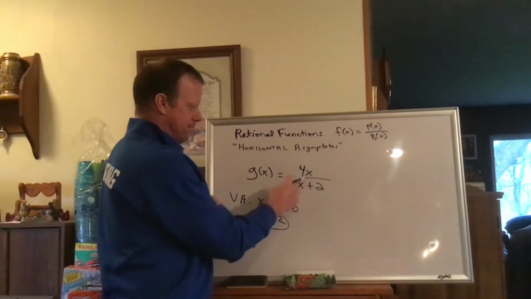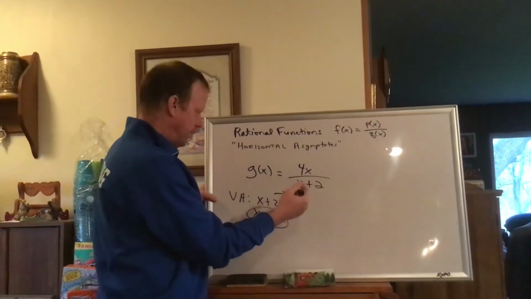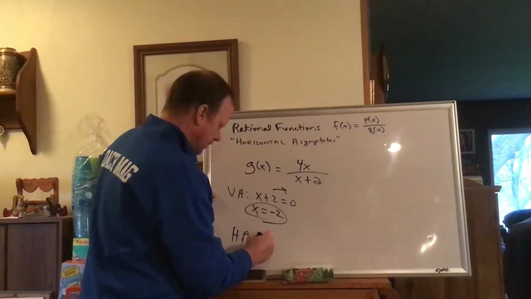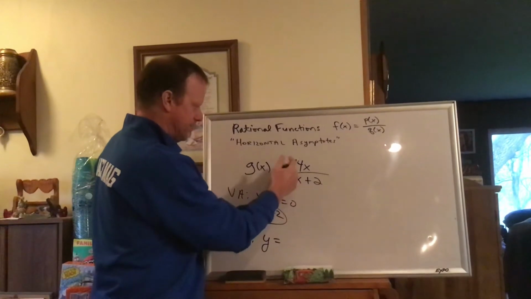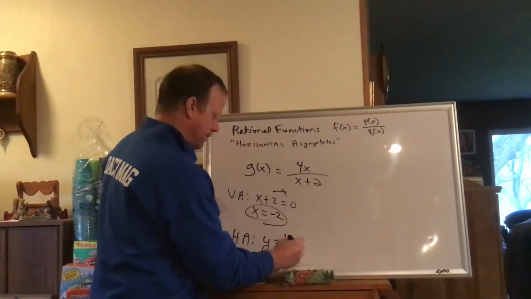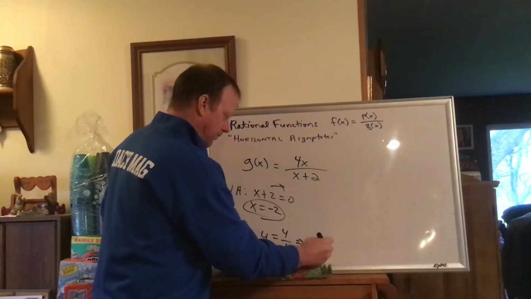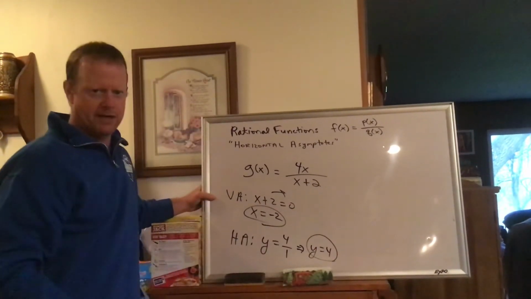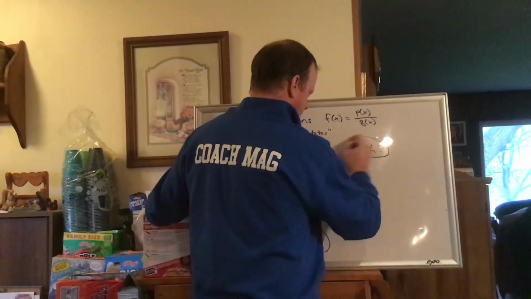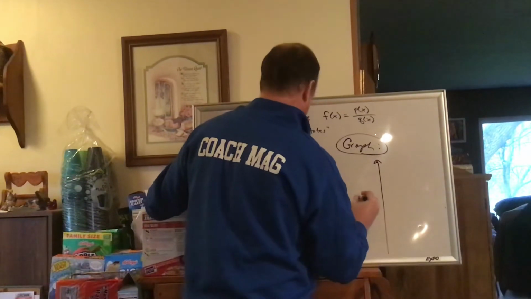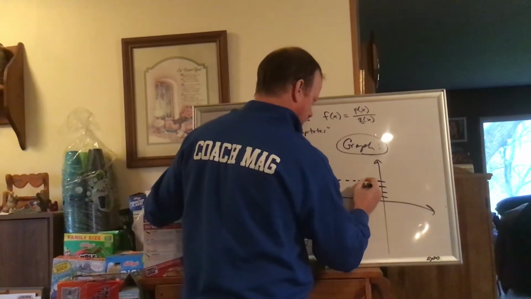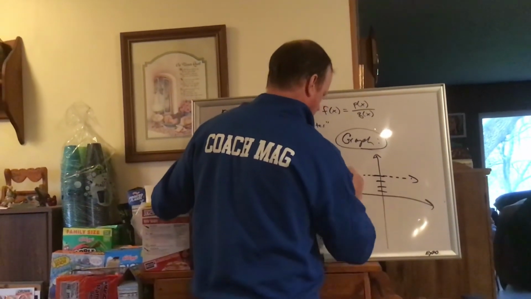Notice the highest exponent on top is the same as the highest exponent on the bottom. Well, what happens for a horizontal asymptote in that situation? It's going to be the coefficients, the numbers in front of those. So it's going to be y equals 4 over 1. So y equals 4 is where there's a horizontal asymptote. To graph that, which you're going to have your calculator to help you, but y equals 4: 1, 2, 3, 4. There's a horizontal asymptote there.